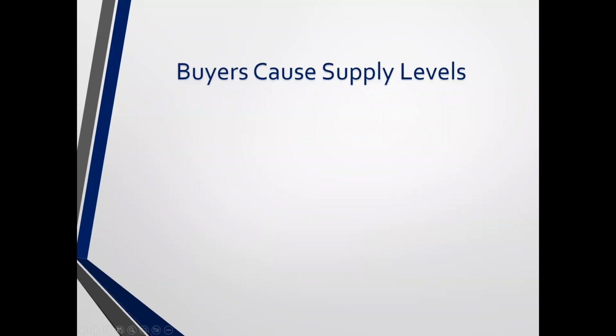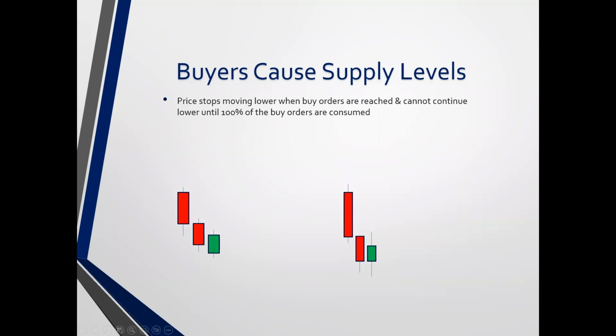So the buyers cause supply levels. This will make more sense as I move out to support and resistance. But again, just invert this, okay? So we talked about supply and sellers. Think about the buyers. What are they doing, right? If we have a drop in price, price stops moving lower when the buy orders are reached, right? We have to. That's just how it functions.